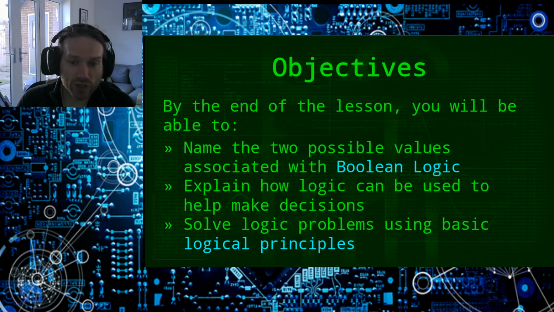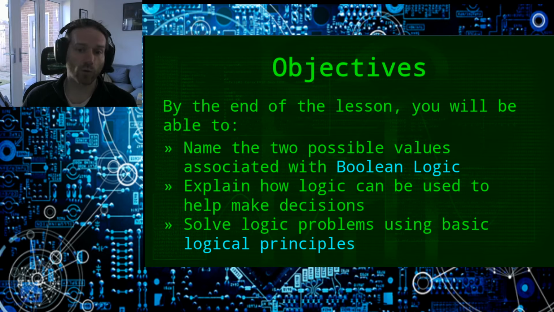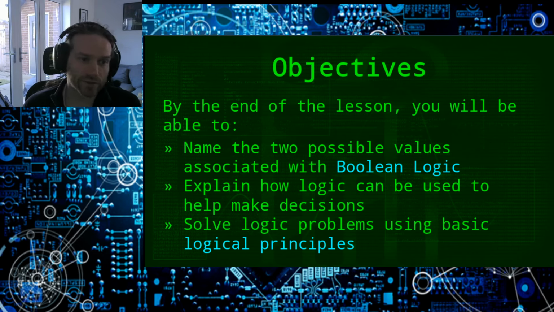You'll be able to name the two possible values associated with Boolean logic. I've already said what those two values are. While I'm reading out these objectives, you can type in what those two possible values associated with Boolean logic are. Type them into the chat. You will also be able to explain how logic can be used to help make decisions, and you will be able to solve some logic problems using basic logical principles.